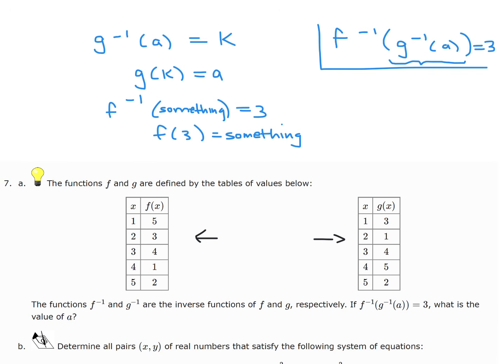So then that's where we go to these tables. So f at 3 is something. So what is that? When we have 3 for the value of x, f at 3 is 4. So f at 3 is 4. Does that make sense? I hope it does. As long as I did it correctly, it should be.